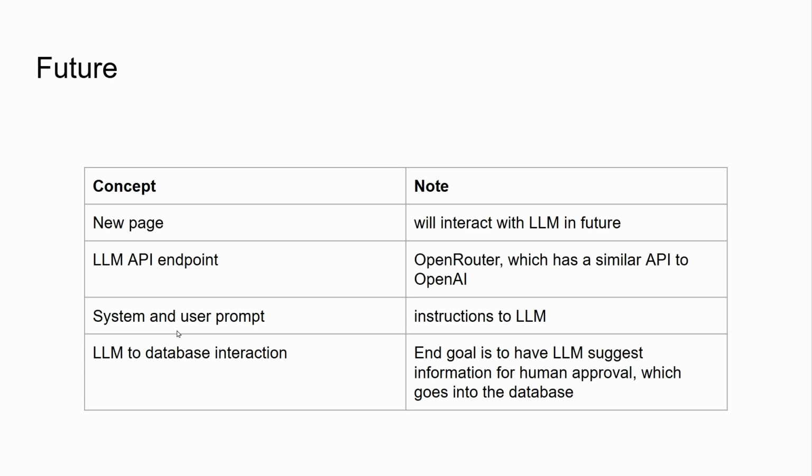There's a system and a user prompt that sends instructions to the LLM. We'll get the response back. We hope to store this in the database. And once the response from the LLM is in the database, we can then build a human approval workflow, from the LLM to approval by human, and then you publish it onto your store.